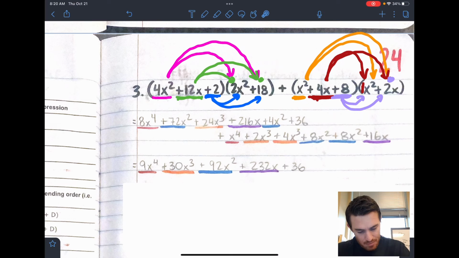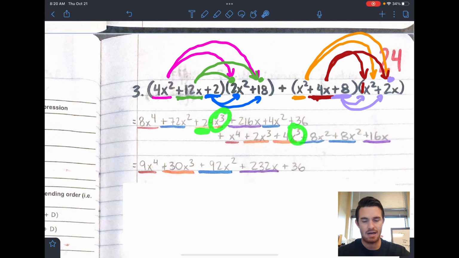Then I look for my cubes. There's a 3, there's a 3, there's a 3. So 24 plus 2 plus 4 gives me 30x cubed. Now we don't add the exponents here because we're just looking for like terms. All this cube tells me is that we can add or subtract those coefficients, those numbers in front.